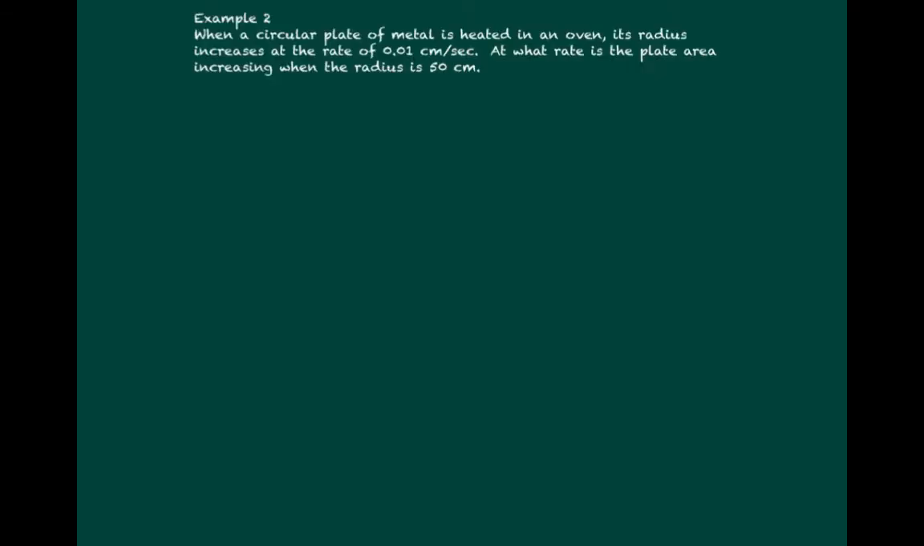In the second example, we're told that a circular plate of metal is heated in an oven, and its radius increases at the rate of 0.01 centimeters per second, or a hundredth of a centimeter per second. At what rate is the plate area increasing when the radius is 50 centimeters?